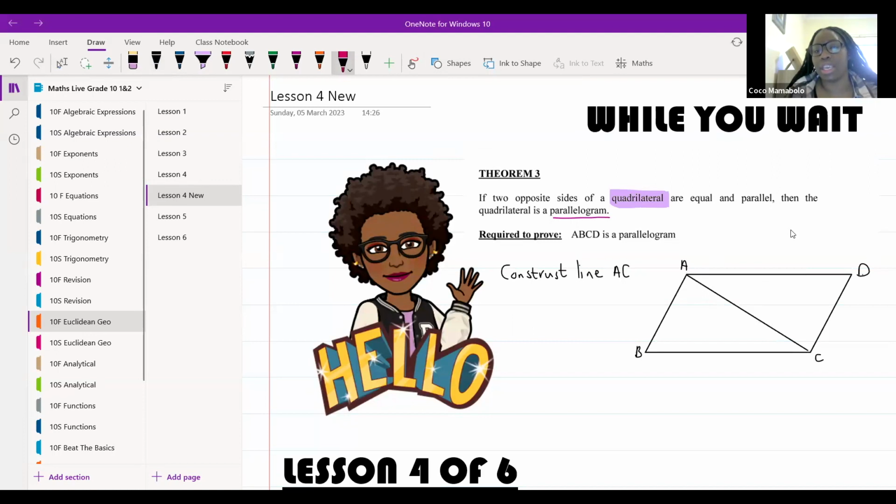properties over here. They're saying that if two opposite sides of a quadrilateral are equal, so they're saying that if this side and this side are equal, and two opposite sides, and that side are equal, and they're also parallel, so that one and that one are parallel, and that one and that one are parallel, then we're required to prove that this is a parallelogram given the other properties that we know of a parallelogram.